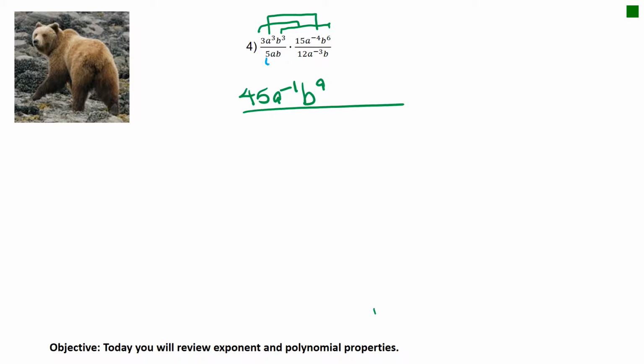On the bottom, 5 times 12 is 60. I've got 1a and negative 3. 1 and negative 3 is negative 2. b plus b is b squared. Now I'm going to move things that need to move. This a to the 1st, nope, nope, nope, move them to the bottom. This a to the negative 2, nope, nope, nope, move them to the top. So once I move them, they're positive.